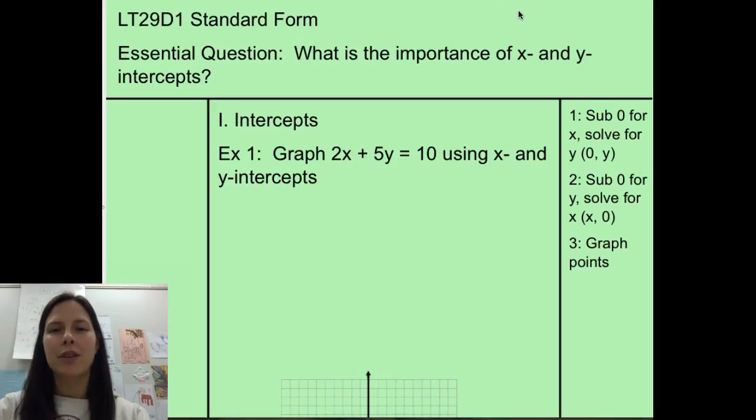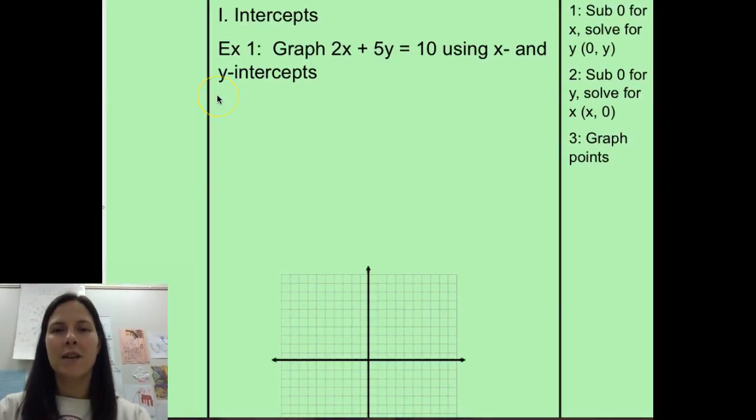In this lesson, we're going to be studying the importance of x and y intercepts. For a lot of different equations that you see in math, x and y intercepts are very valuable points. Example 1, we have standard form, 2x plus 5y, the variables are on the same side, equals 10. 10 is a constant, a number without a variable, and it's on the other side of the equal sign.